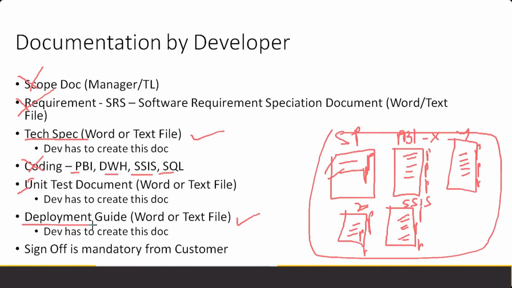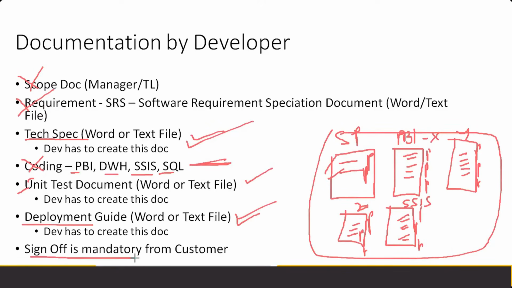The scope document will be given by your team lead. The requirement document will be given by your team lead. The technical specification document you need to prepare. Anyhow, you're going to be writing the coding. Unit test cases you need to prepare and test, and you need to say everything has passed. Deployment guide: how you install this code on other servers, that user manual you need to create, and for each and everything sign off has to be there.